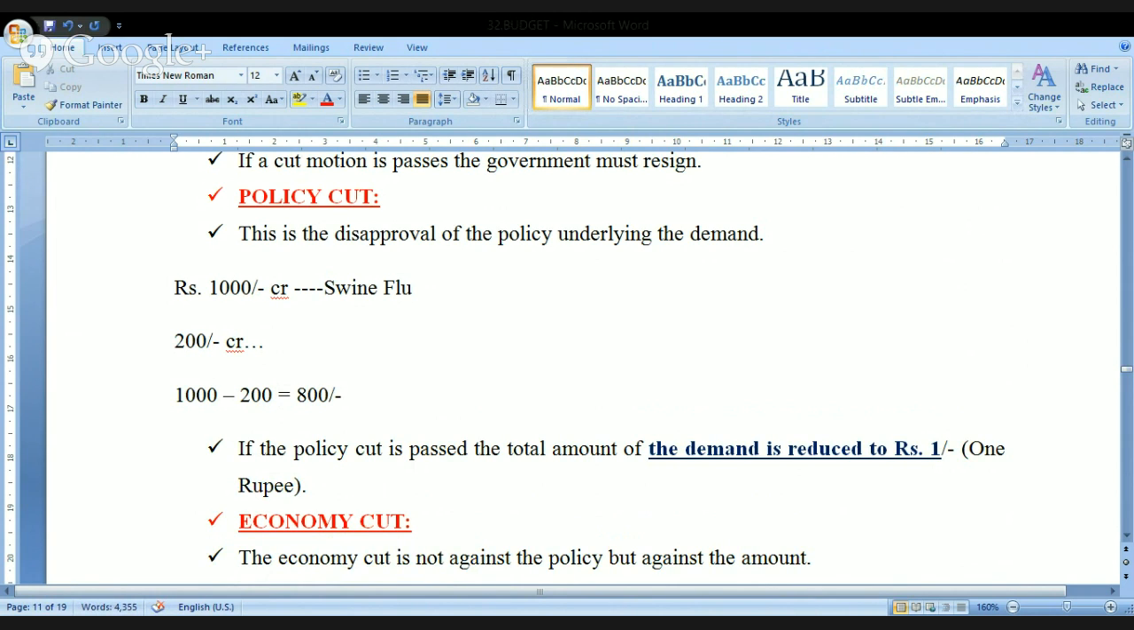It will become 800 crores. This is the point here. And whatever you are demanding for the reduction, this 200 crores, it will become the demand for the reduction. 1000 crores minus 200 crores is equal to 800 crores. Whatever the amount you are trying to deduct, that is called the economy cut. Here, the opposition party members are not against the policy, but they are against the amount that you are spending. Clear?